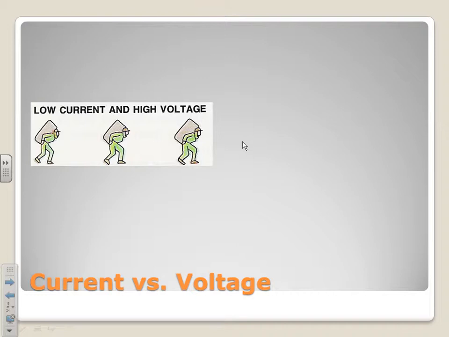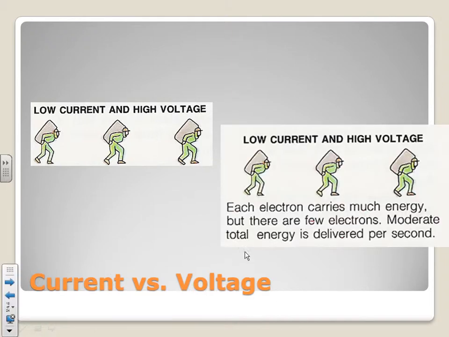There's not a lot of them. There's not a lot of electrons, but if it's high voltage, those electrons carry a lot of energy. The end result is that we get a moderate or medium amount of energy being carried in total. Each electron carries a lot of energy, but if there aren't that many of them, you don't get a large total amount, right?